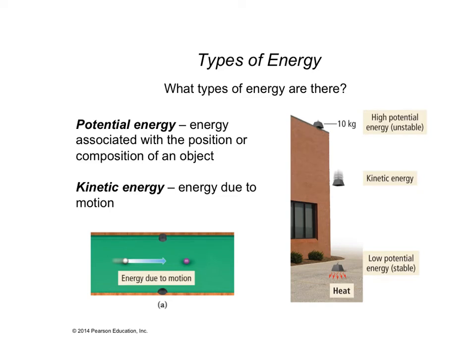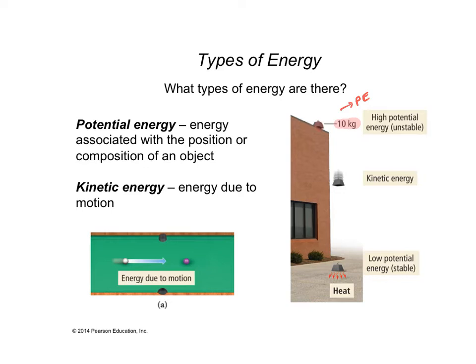Okay, so there are a couple of different types of energy, and we're going to talk about them. So one type of energy is called potential energy, and that is the energy that is associated with the position or the composition of an object, right? So if I had a nice little 10 kilogram weight at the top of the building, what does it have a lot of? Potential energy, right? So it's got a lot of potential energy, and again, this is the energy that is associated with the position of it, right? It's really high above the building, it wants to fall to the earth, okay?